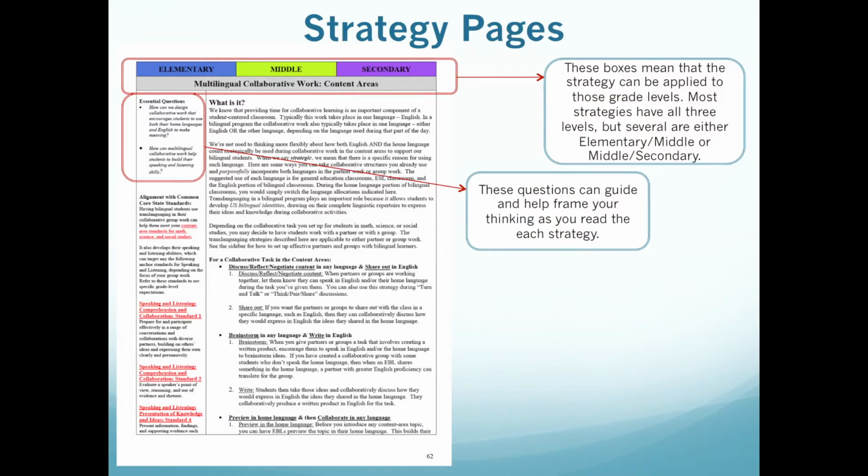In the column over to the left, you will see that each strategy page has a number of essential questions. These are questions that can guide and help you frame your thinking as you read each strategy page.